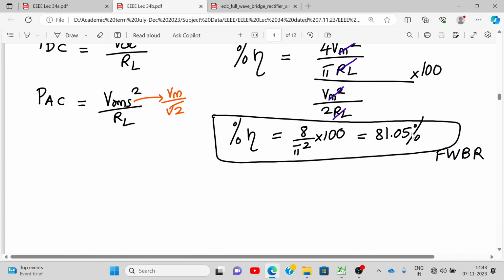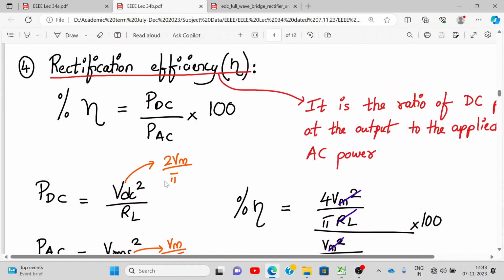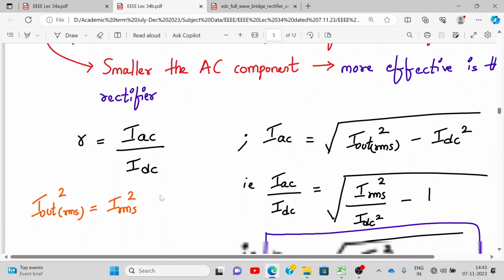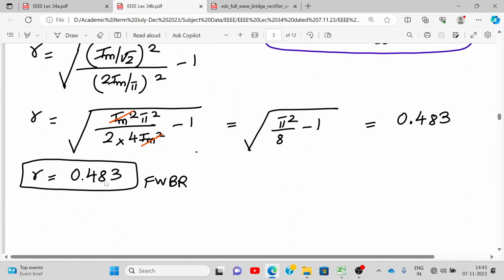Rectification efficiency is 81.05%. And they do ask in exam, derive the expression for rectification efficiency for a full wave bridge rectifier. So you need to explain. If they ask you the rectification efficiency only, then you need to remember these formulas of Vout average and Vout RMS. Are you understanding what I'm trying to say? If they ask you the same for 10 marks, then you have to derive Vout average and Vout RMS also. If they ask you for 5 marks, directly use the result. If you understand the difference between 5 and 10. Then the ripple factor is also 0.483.